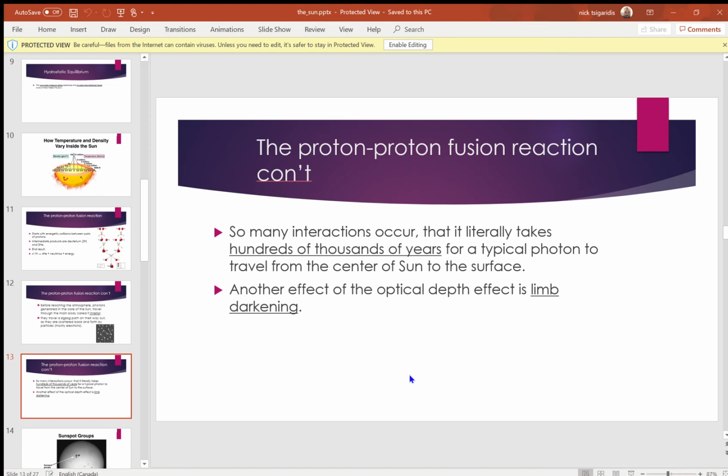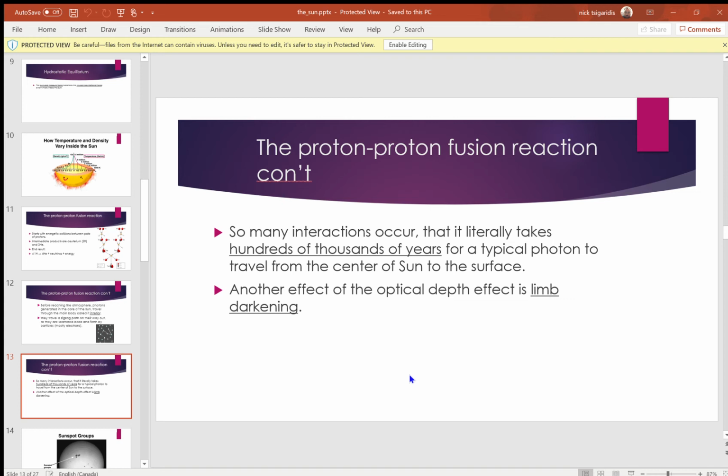So many interactions occur that it literally takes hundreds or even thousands of years, as I mentioned, for these photons to get from the center of the sun to its surface. And then that particular photon would leave the surface of the sun, and it only takes about 8.3 minutes to get to the Earth, right? So it moves a lot faster once it gets out into space.